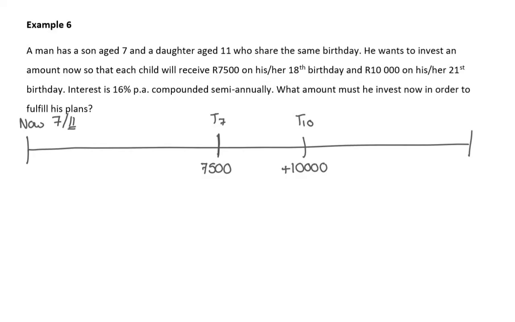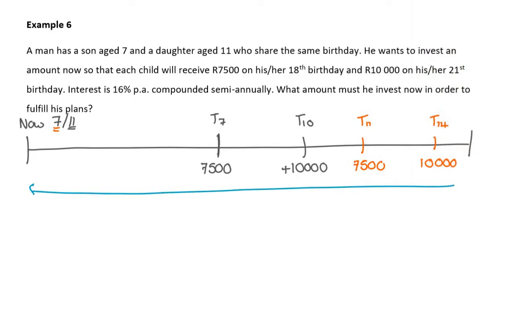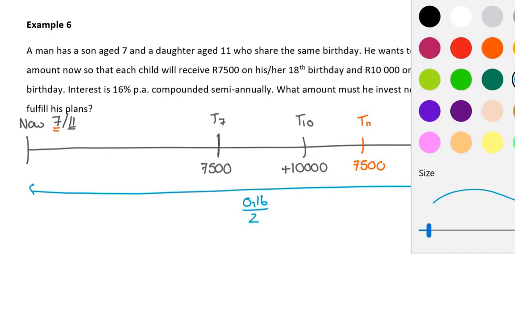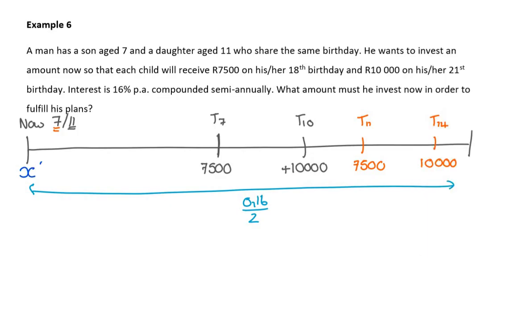Lucky her. Then the boy, who is 7 years now, will be 18 in 11 years, where he'll need 7,500. And then he'll only turn 21 14 years from now. So 14 years from now, he'll need a further 10,000 Rand. And he's earning interest this entire time at 16% compounded semi-annually. So this is 16% compounded twice a year. How much must he invest now? So I want to know what X is.